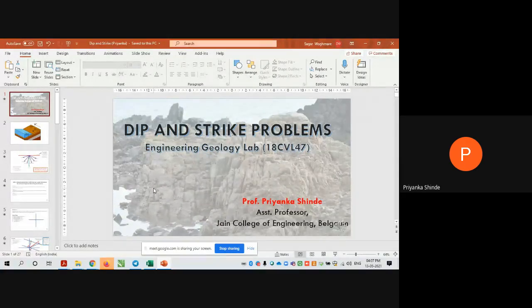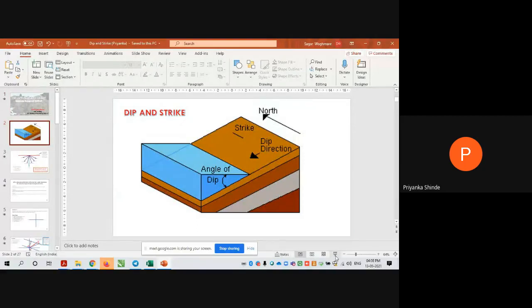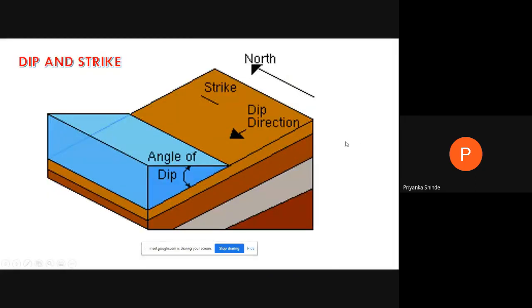In this lab we are going to solve the dip and strike problems. So let us first understand what is meant by dip and strike. You all know how sedimentary rocks are formed layer by layer. Sediments are deposited one above the other and convert into sedimentary rocks.